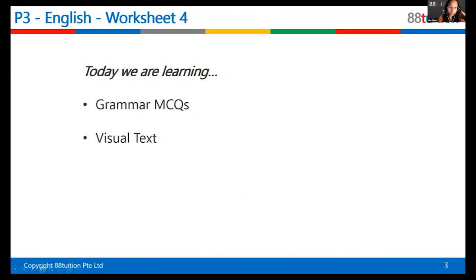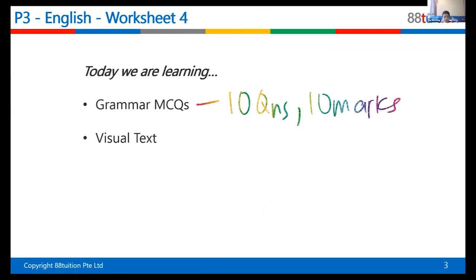Okay, so today we are going to do grammar MCQ. Grammar MCQ for PSLE, paper 2. When you open the booklet, paper 2, the first few questions that you see are grammar MCQ, okay? There will be 10 questions and each of them is 1 mark. Altogether, it's 10 marks.